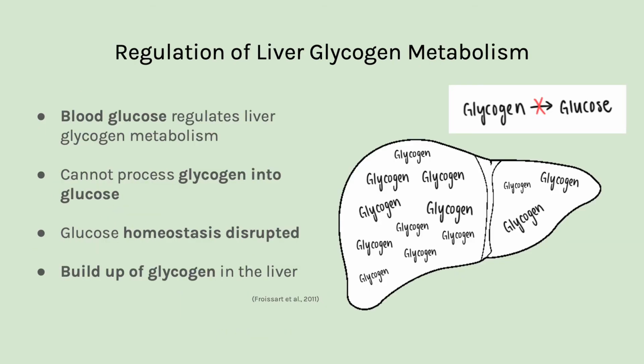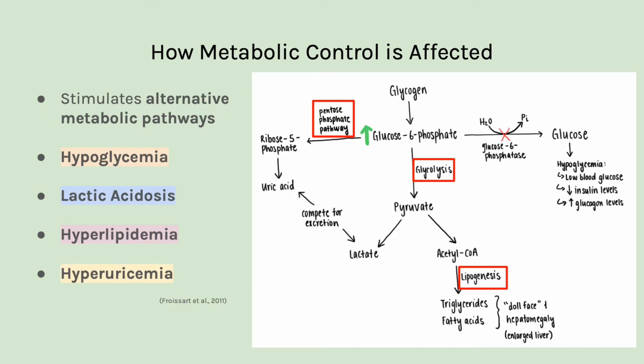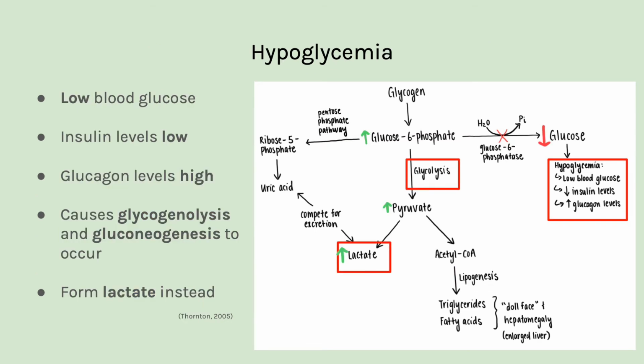Glycogen metabolism in the liver is primarily affected in von Gierke disease because the enzyme glucose 6-phosphatase is deficient. Blood glucose regulates liver glycogen metabolism, but since the body cannot process glycogen into glucose, glucose homeostasis is disrupted and as a result, buildup of glycogen occurs. The increased concentration of glucose 6-phosphate in the liver stimulates alternative metabolic pathways and leads to hypoglycemia, lactic acidosis, hyperlipidemia, and hyperuricemia. Hypoglycemia is a condition characterized by low blood glucose.